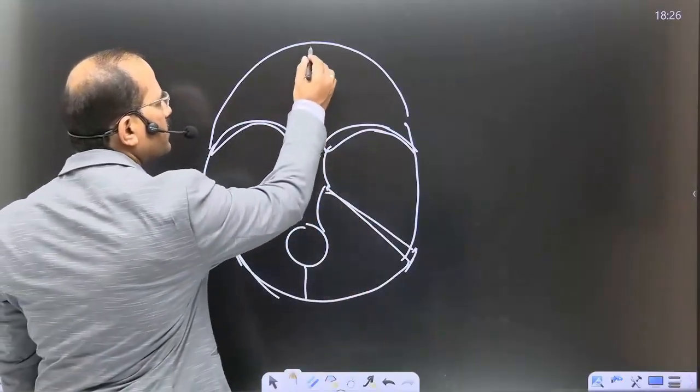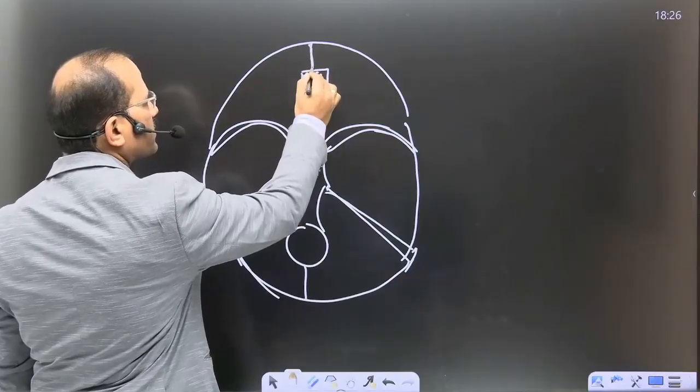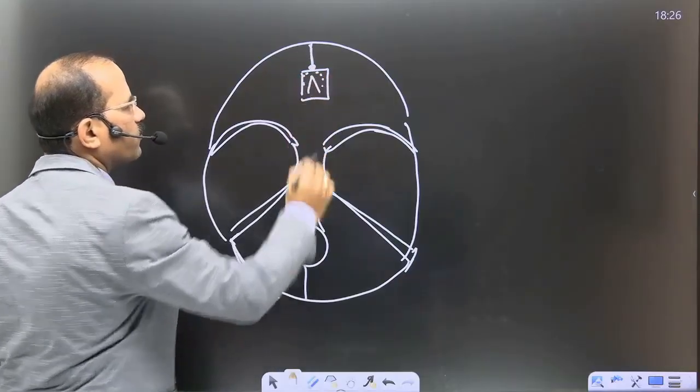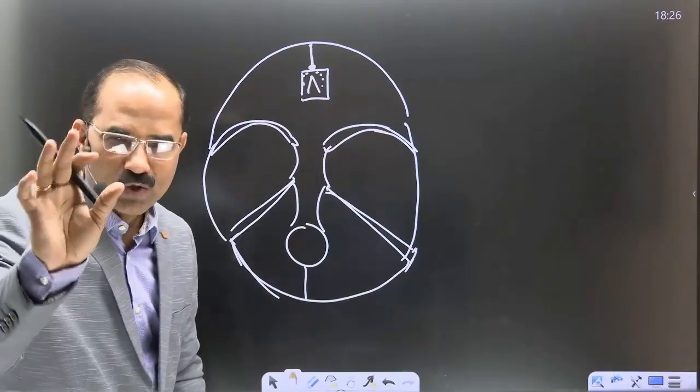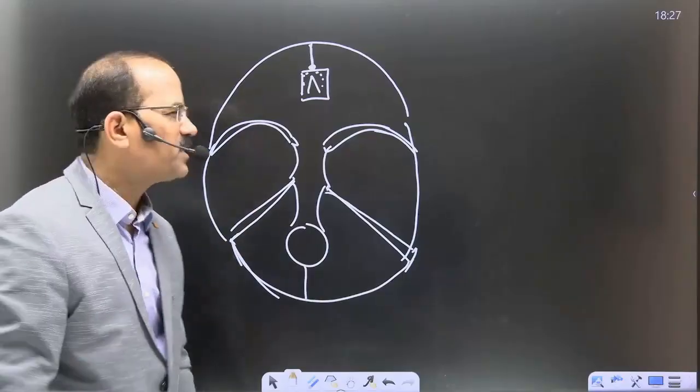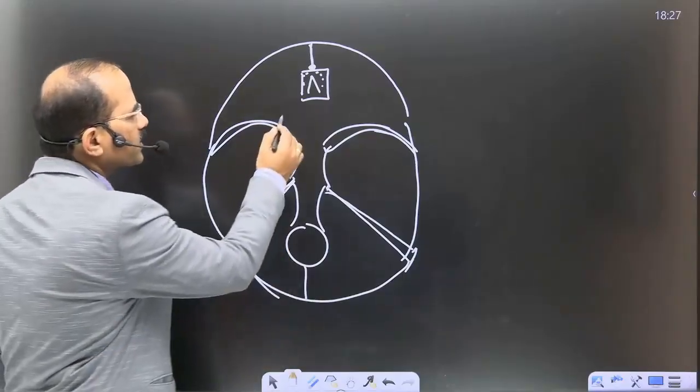Now this is the frontal crest, and there's a foramen right here. That's the foramen cecum. There's a foramen cecum in the tongue also, right? So this is foramen cecum. What is this foramen here?